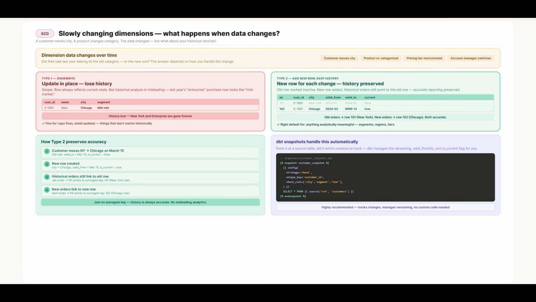It's more complex to implement and query. You need to join on the dimension key and also filter by valid from and valid to. But the accuracy is worth it. DBT has a snapshots feature that handles type 2 automatically. You point it at a source table, tell it which columns to track, and it manages the versioning for you. Highly recommend using it.